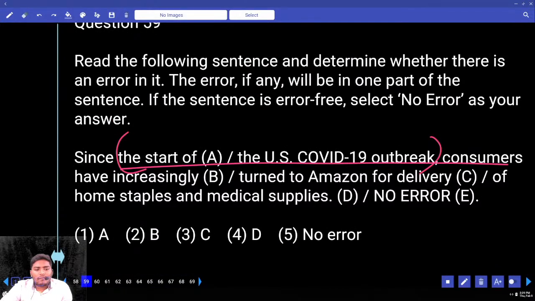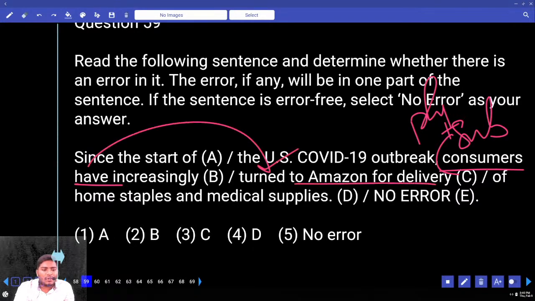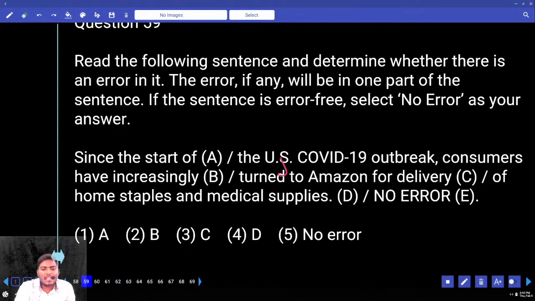Now, since the start of the US COVID-19 outbreak, consumers have increasingly turned. Once look at the combination from here. Consumers is the subject of the sentence. Is it singular or plural? Plural. Now, consumers have, is the combination okay there? They have turned to Amazon. Now, what is used in between? An adverb is used. Can we use an adverb or not? Between a helping verb and main verb, only an adverb can come. Increasingly turned. Turned is followed immediately by to.